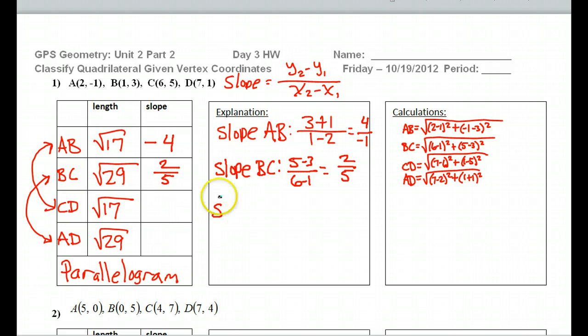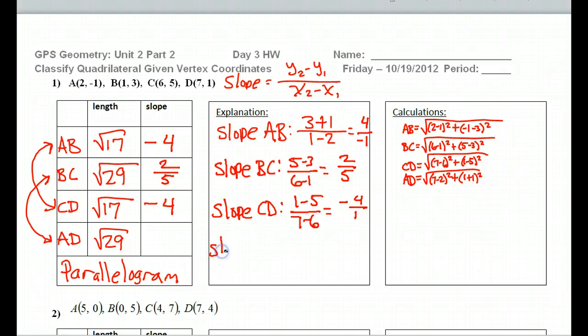Okay, so slope CD. That's going to be 1 minus 5 over 7 minus 6. So that's going to be -4 over 1, which is -4. Good thing, because if this is a parallelogram, the opposite sides should be parallel, same slope.